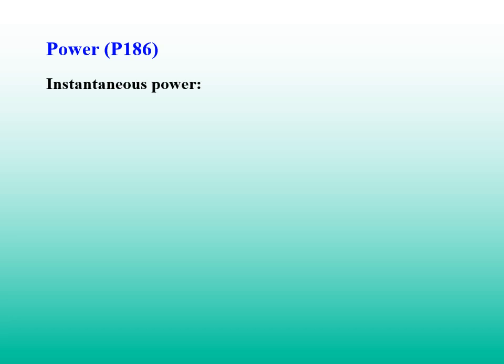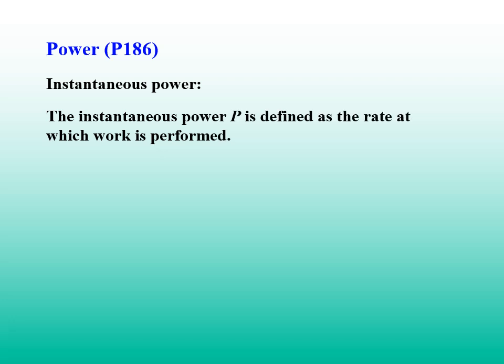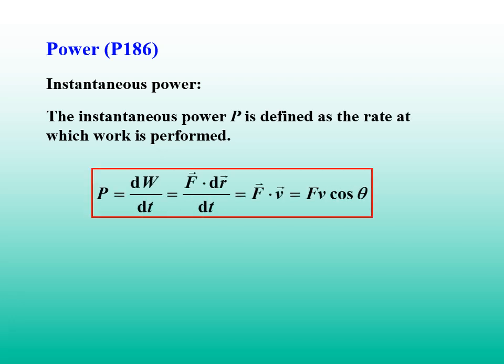Power P is defined as the rate at which work is done. Therefore, power P equals the derivative of work W with respect to time t. Since the infinitesimal work element dW is equal to force F dot product with dr, and dr/dt is the derivative of r with respect to t, which is velocity v, power P is equal to force F dot product with velocity v.